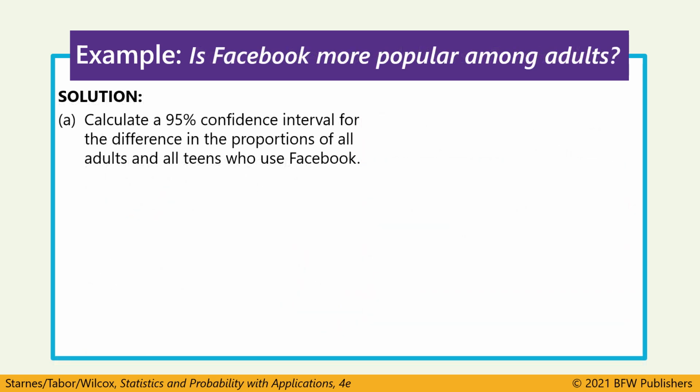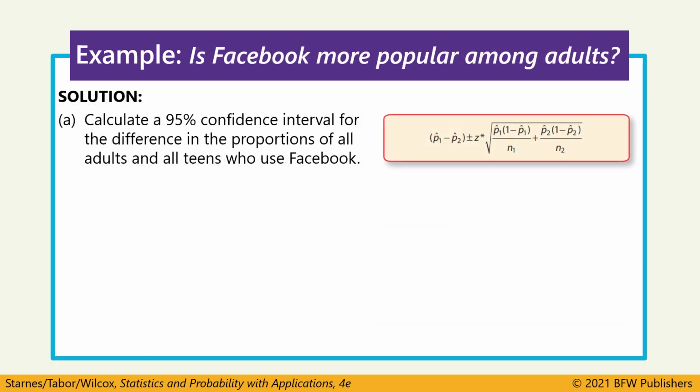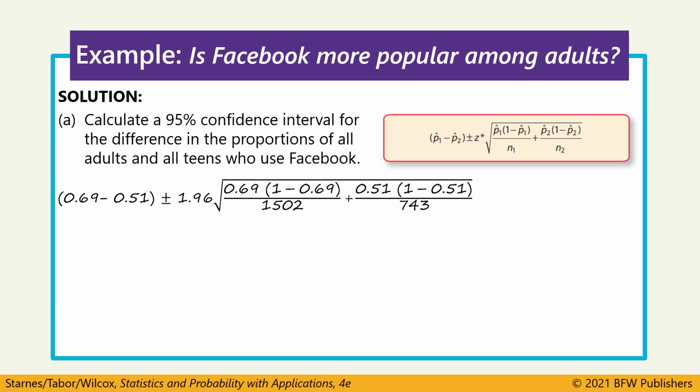On the quiz, this is going to be broken into parts, but here we're just going to do it all at once. So here's the equation for a 2 proportion z interval. We're going to plug in all those values there. So the p hat 1, the proportion of adults, it was given to us in the problem, is 0.69. The proportion of teens that used Facebook is 0.51. So that difference of 18% is the point estimate.